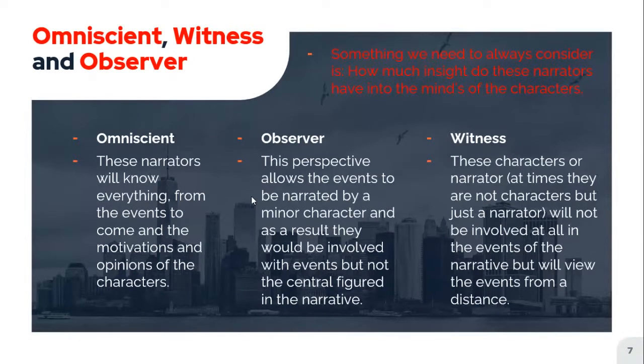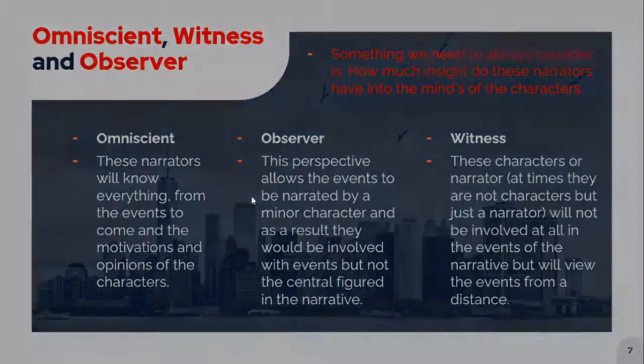And then lastly, a witness. These characters are very distant from the events. They're just watching it pass them by. And sometimes what they do is actually retell something that they've watched to us, something that they personally might not have experienced, but they might be retelling a story to us. And just as a hint, you could use this to harken back to your second year. Think about Heart of Darkness. This would be a witness narration.